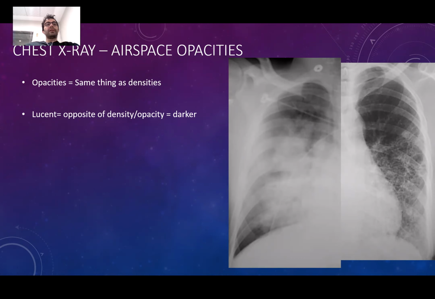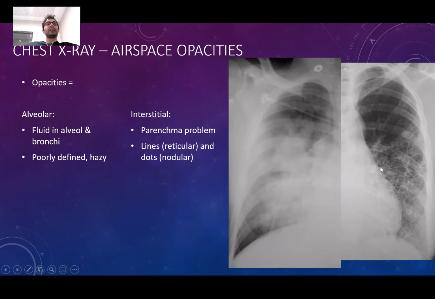We define opacities as the same thing as densities in chest X-ray, as you know. And when there is less density, we call it lucency, right? So lucencies are darker, densities are brighter usually in an image. When you look at airspace opacities, I will see two distinct appearances, which can be differentiated from one another. One is on the left and the other is on the right.